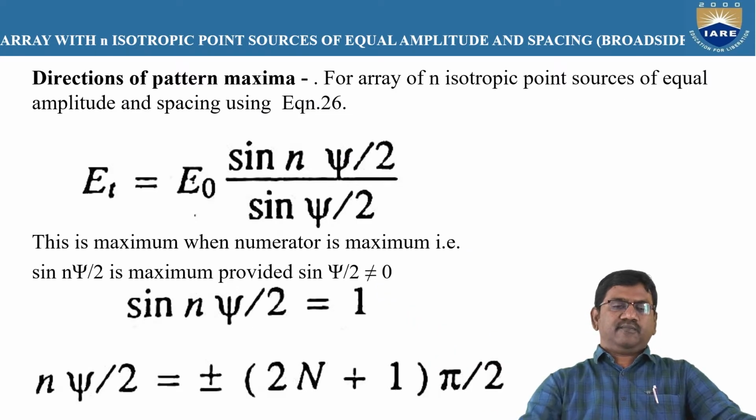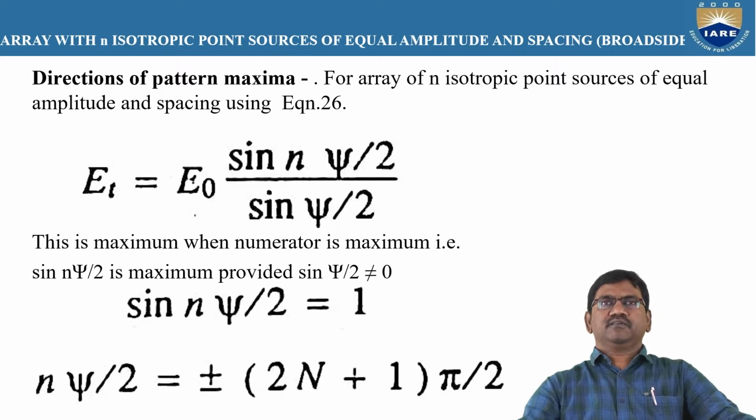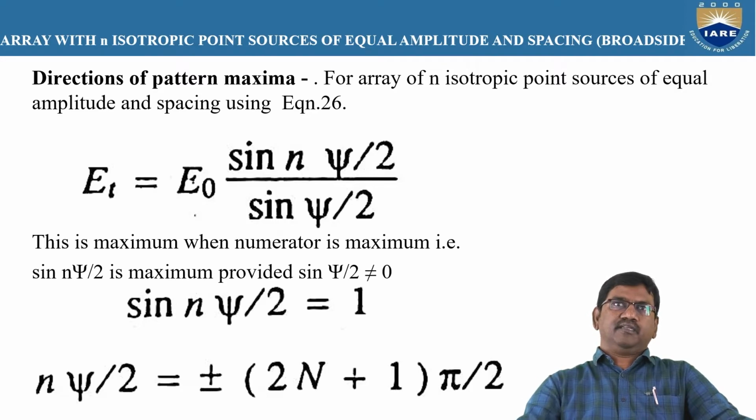So let us find out from the basic expression of ET. We know that ET is equal to E naught into sin n psi by 2 by sin psi by 2. So this is the final expression which we got from the multiplication pattern. As we have derived the expression for linear array, we got ET is equal to E naught sin n psi by 2 by sin psi by 2.